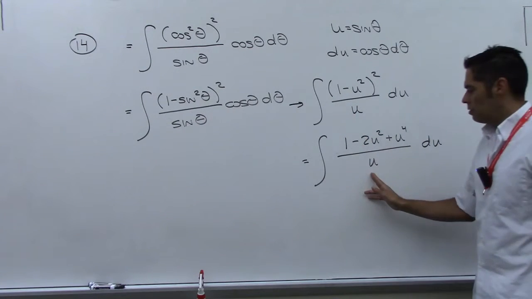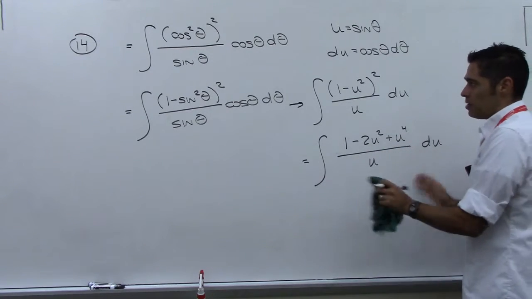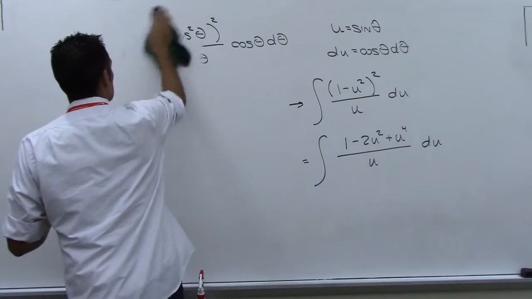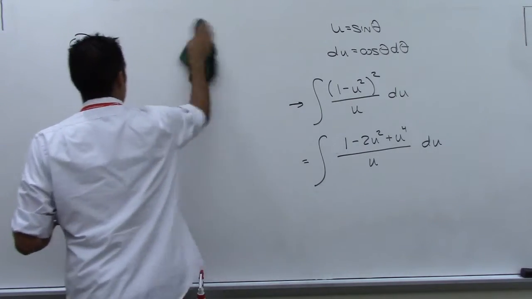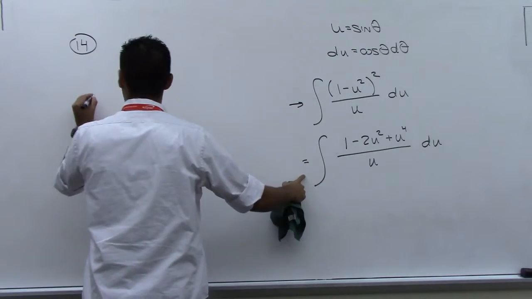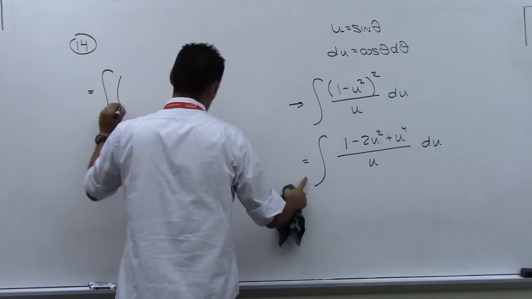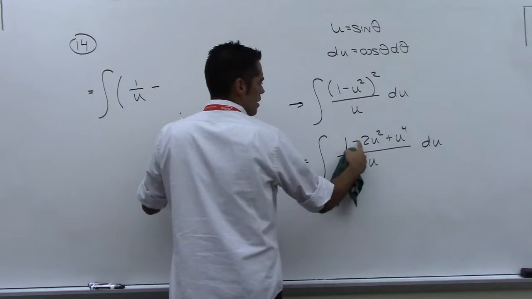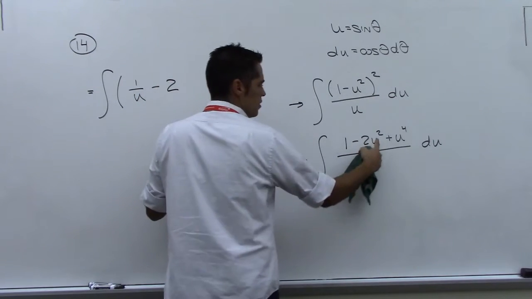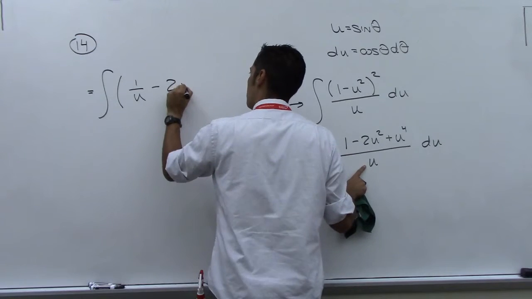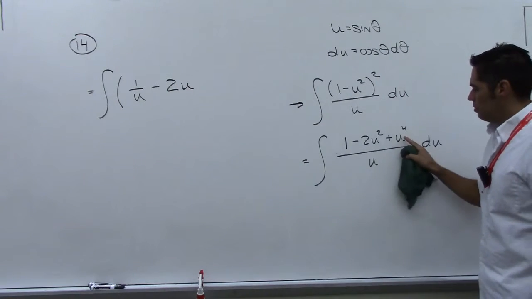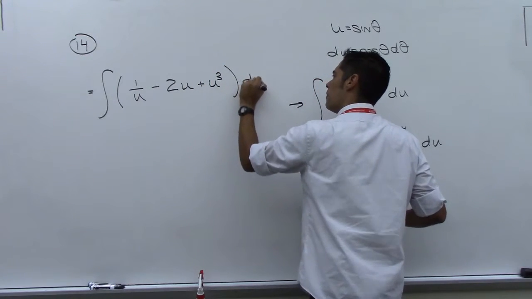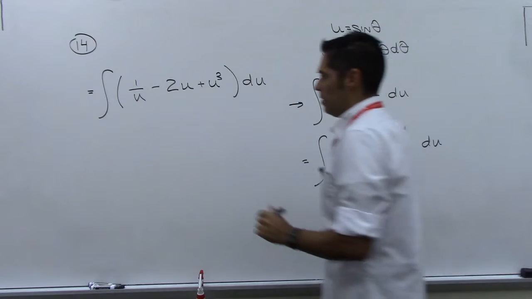And now I have 1 term in the denominator, 3 terms in the numerator. I can split this up into 3 separate fractions and use the power rule on 2 of them, and on 1 of them it's going to be a natural log when I take the antiderivative. So this becomes integral, okay, first one, 1 over u, and then minus 2u, since u squared over u is just u, and then plus u to the fourth over u is u cubed, du.